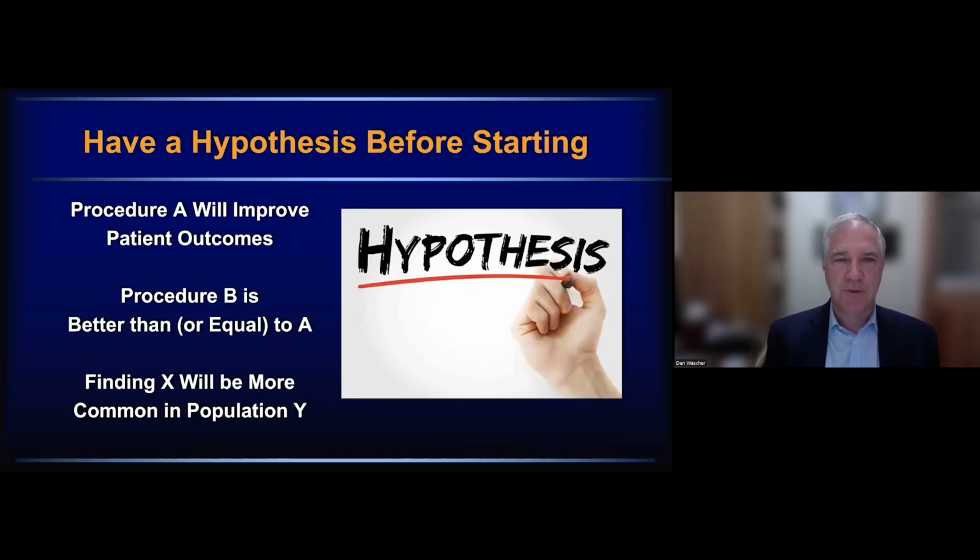Before you start your research project, you should have a hypothesis. That might be that procedure A will improve patient outcomes, or that procedure B is better than or equal to procedure A, or finding X will be more common in population Y. But a hypothesis is a question. It's not a bias, but it's a prediction.